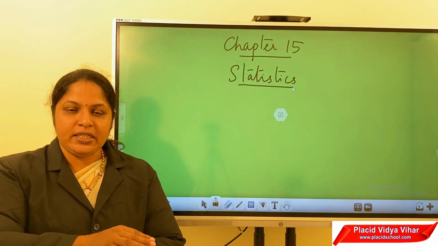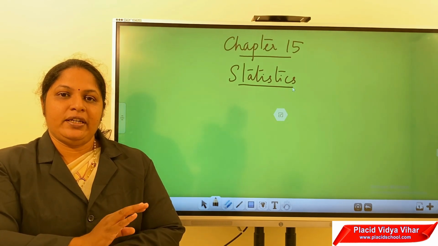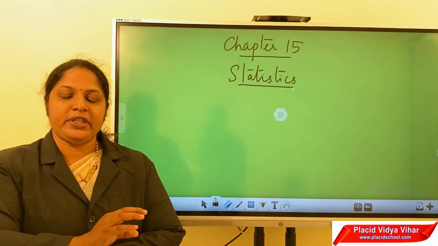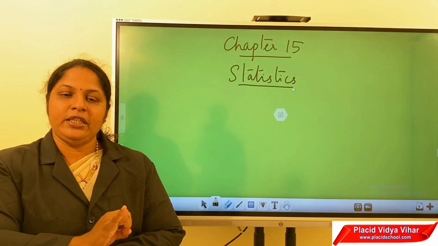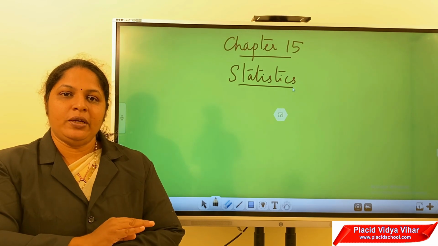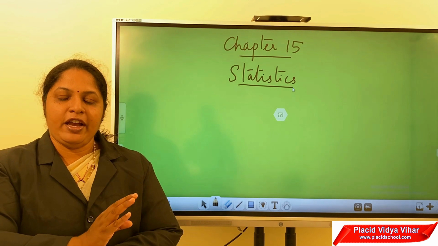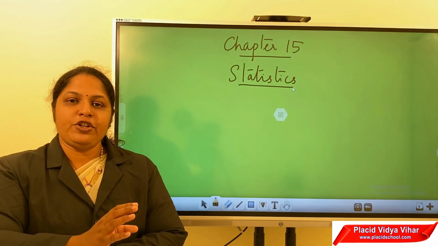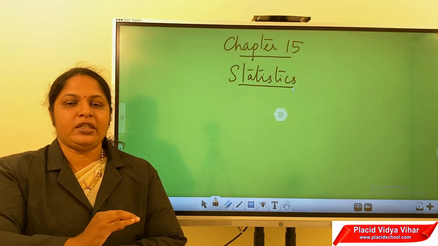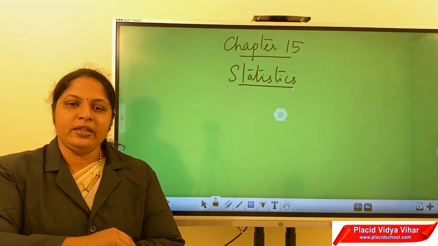Measure of central tendency means, if we have a set of data, finding out the central value of that particular data. It can be either mean, median or mode. How can we find the mean? Mean, or the alternative term, average. That is, if a set of data is there, we simply find the sum of the data, divide it with the number of observations or the number of data points, then you will get the mean.